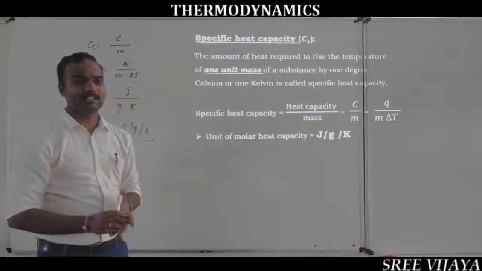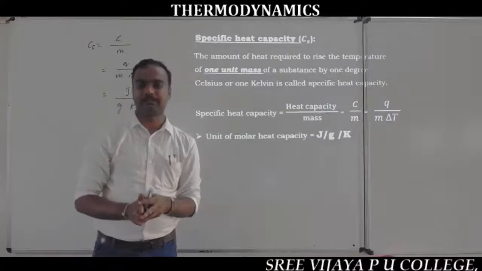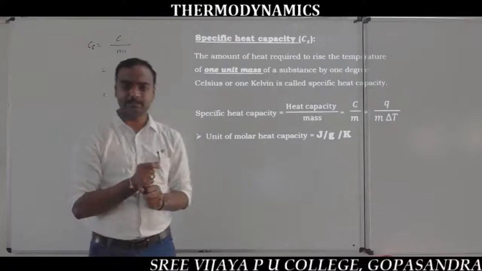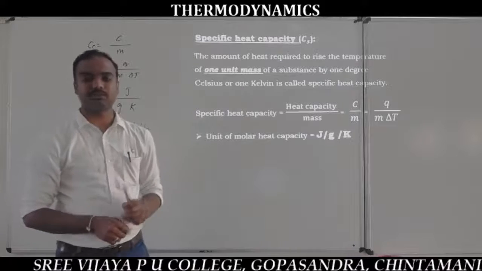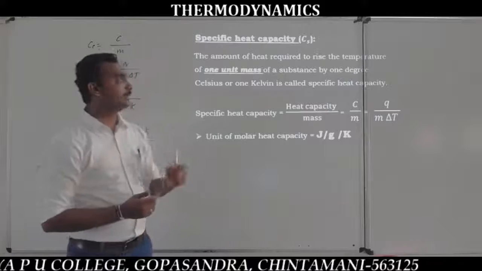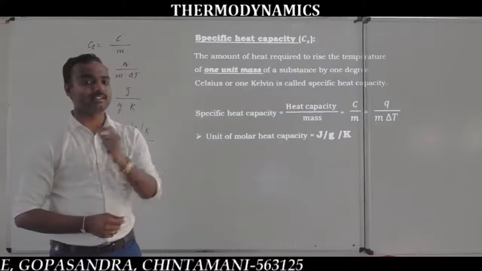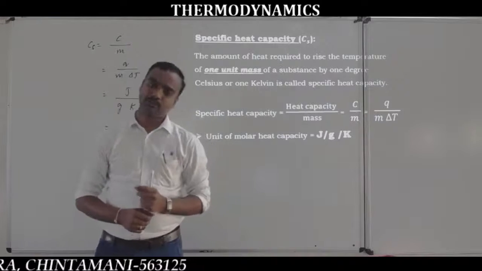So heat capacity is the amount of heat required to raise the temperature of a substance. For molar heat capacity, I am going to take 1 mole of substance and raise the temperature by 1 degree Celsius or 1 Kelvin. And similarly for specific heat capacity, I am going to take 1 unit mass of a substance and raise the temperature by 1 degree Celsius or 1 Kelvin. That heat required is called specific heat capacity.